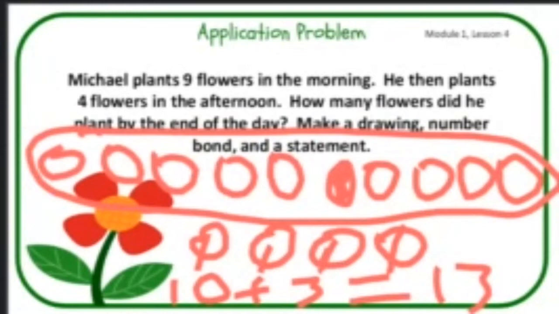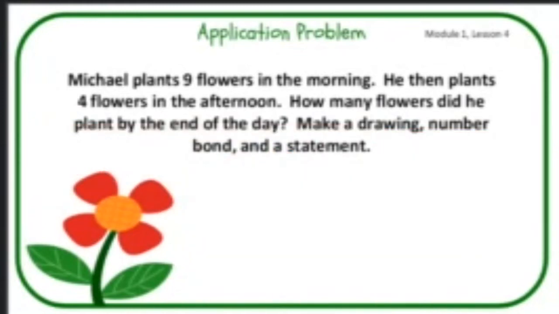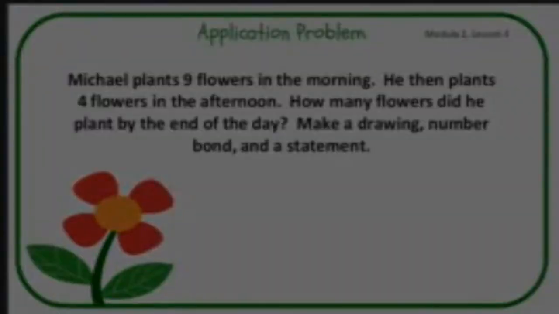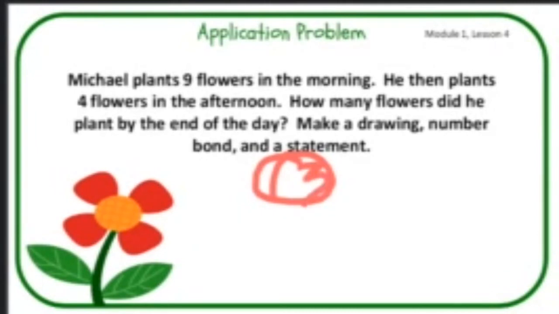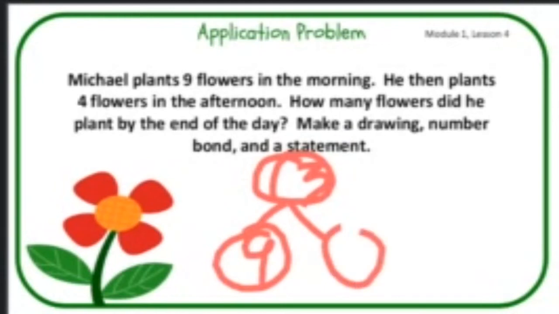Alright, now what's the number bond for that? It's going to be 13 as the whole. Alright, let me erase that. 13 as the whole. And the first part will be what? 9. And the other part will be what? 4. Very good. So 9 and 4 will make my 13. Clap for yourself.